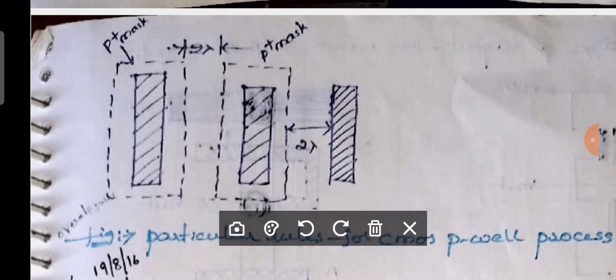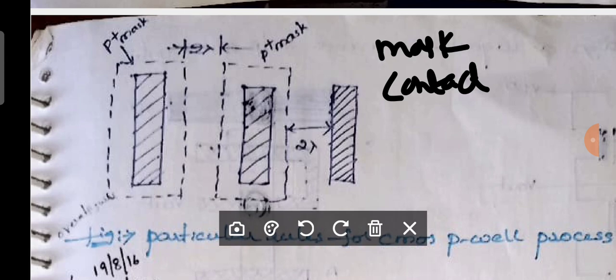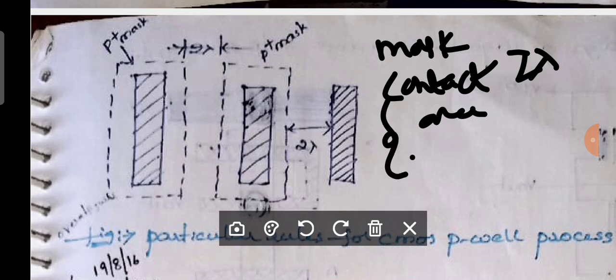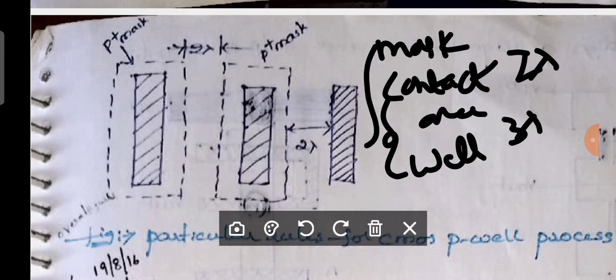Okay, the separation between p mask and contact area. What is that? Contact area? Absolutely 2 lambda. Then similarly, the separation between contact area and well. What is that? 3 lambda. Now similarly, the separation between p mask and well. What is that? 1 lambda. Is it understood? Now you can observe that these are the 3.